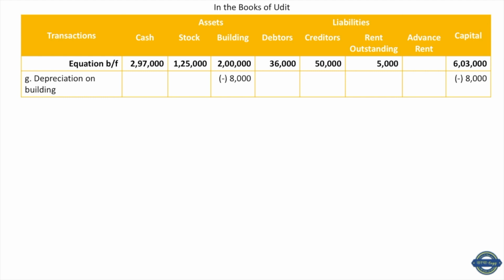In this question, we have seen that Udit has purchased a building for rupees 2 lakh. This building is benefiting us in earning income and earning a revenue. Therefore, he will expense out the cost of the asset for the years to come, for which the building will be used and it will benefit us in earning a revenue.